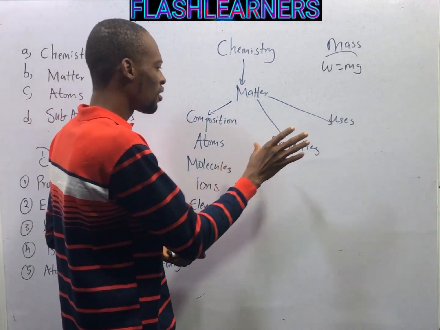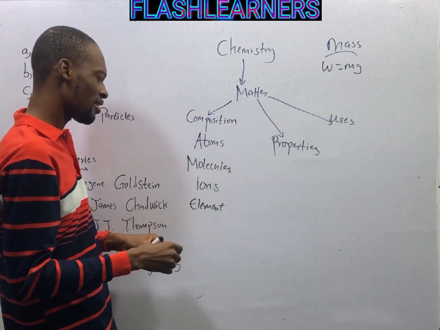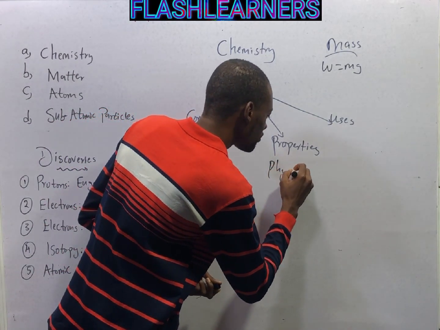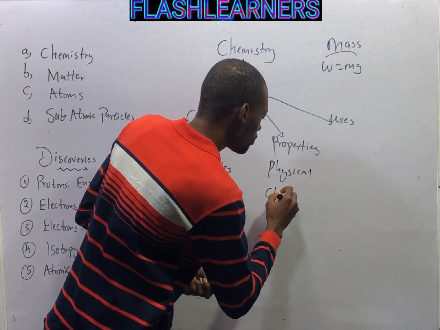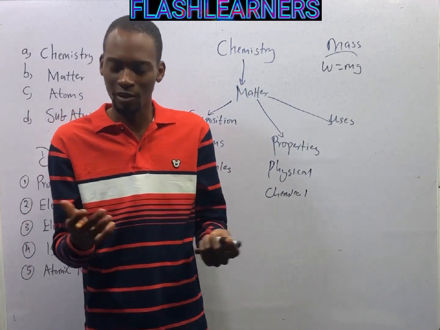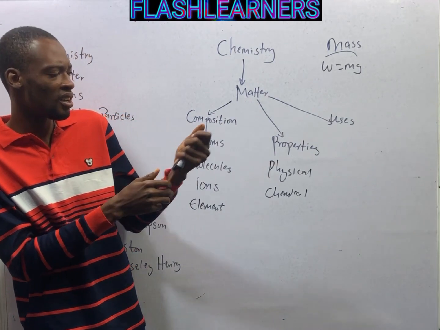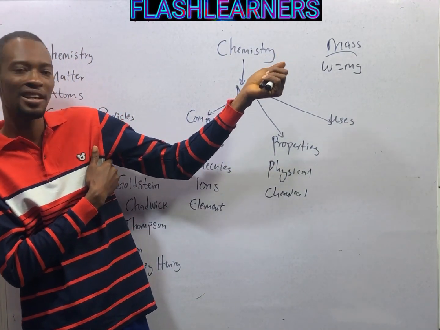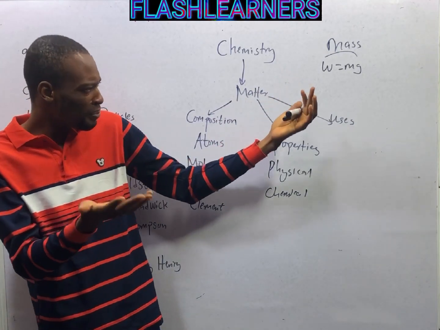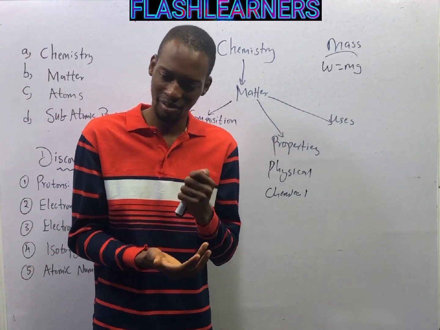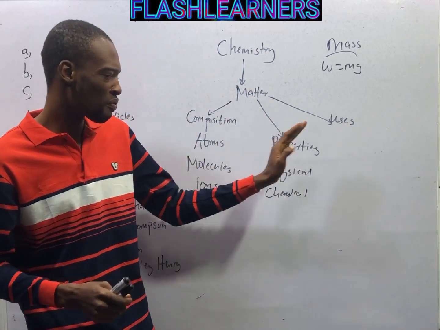Now, properties of matter. The properties of matter are divided into physical and chemical properties. The physical property has to do with the color. The physical properties are color, density, mass, melting point, boiling point. All these are physical properties. And every matter, every substance we see, has physical properties.